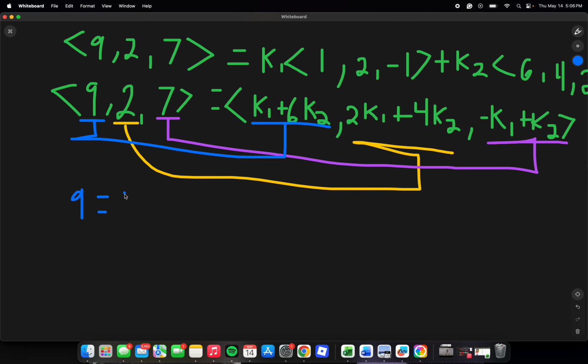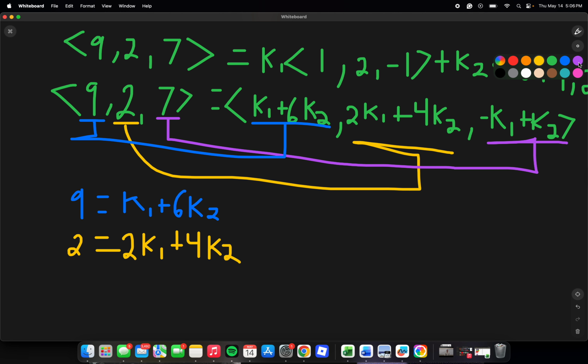9 equals k1 plus 6k2. You can skip ahead if this is obvious to you, but for some people it's not so obvious, and I really want to make sure I don't lose anyone here. So 2k1 plus 4k2. And hopefully you can begin to see that we're getting a linear system out of this. A system of linear equations, I should say.